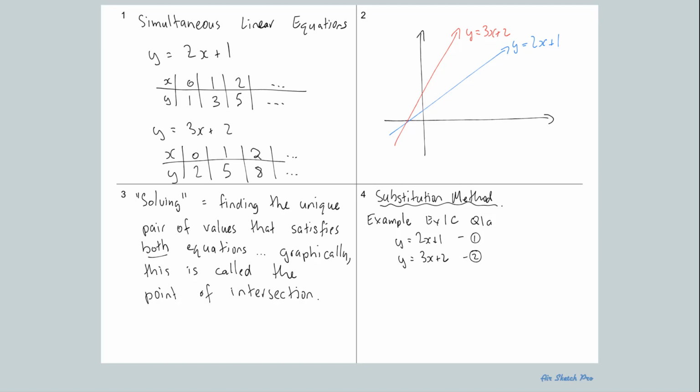And I'm going to substitute 2x plus 1 for y in equation 2. So can you see that because I'm saying that 2x plus 1 is the same as y, and because I need to find the simultaneous solution, then I can simply replace y here with this expression here. So that gives me 2x plus 1 instead of the y is equal to 3x plus 2.